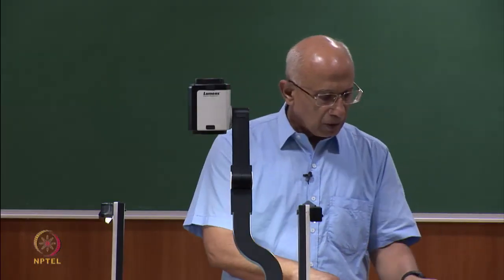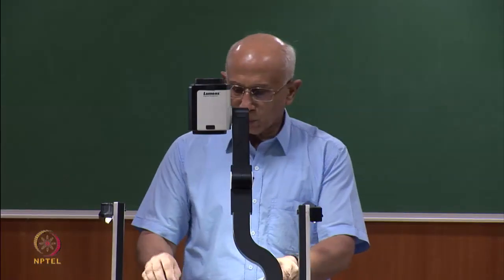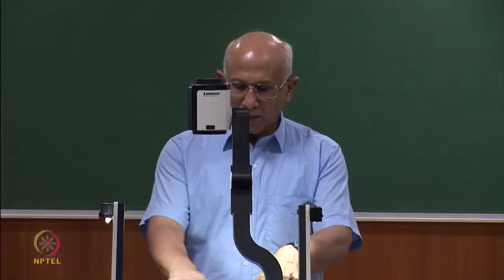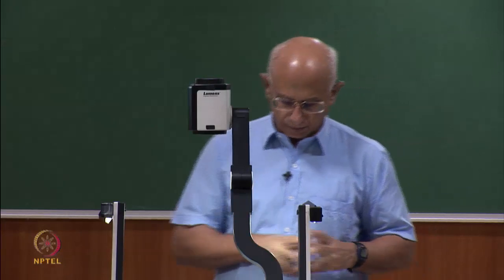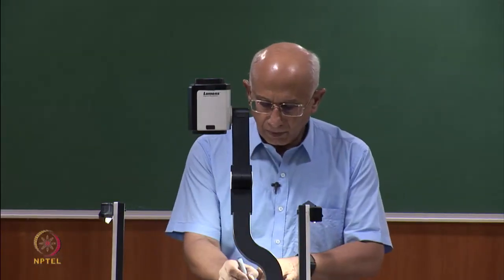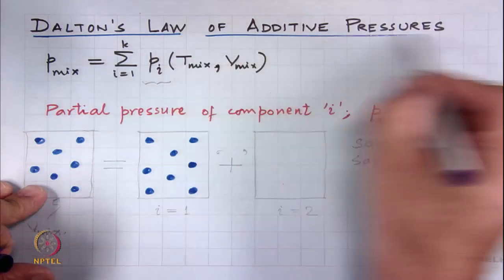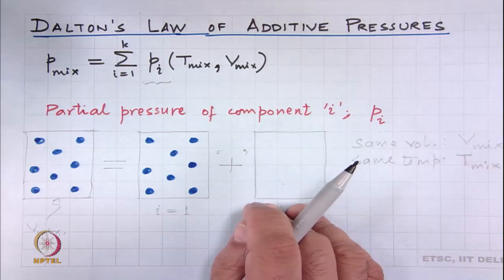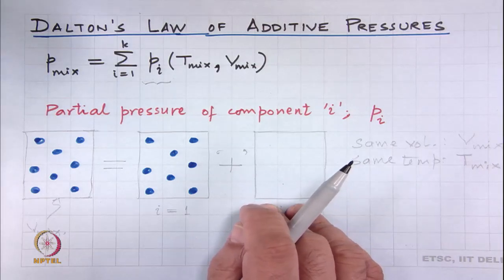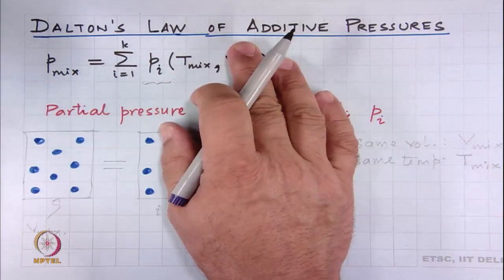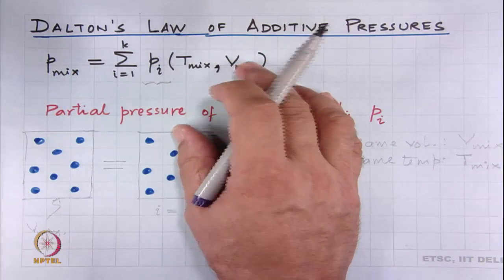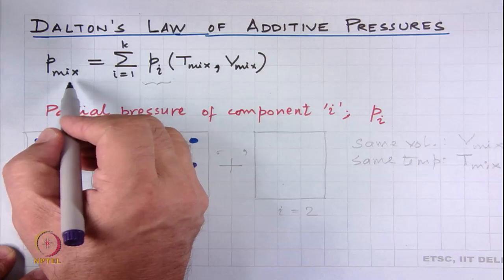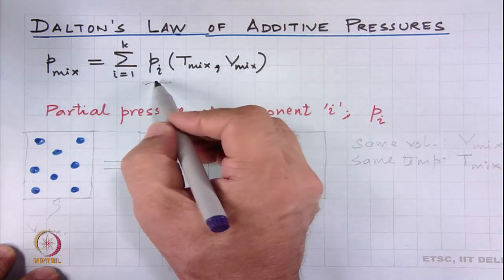So, to do that, we use two laws, and they help us in going forward in answering that question. First is Dalton's law of additive pressures. The second one we will look at is Amagat's law of additive volumes. This law is somewhat familiar from school days, where Dalton's law of partial pressures has been taught, which says that the mixture pressure is the sum of the pressure of the individual components.